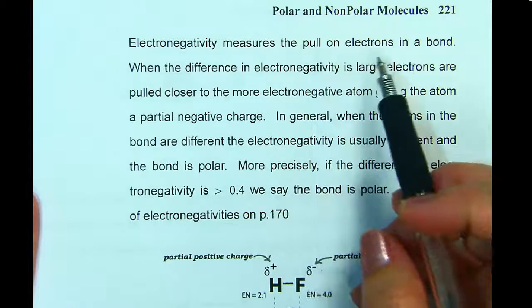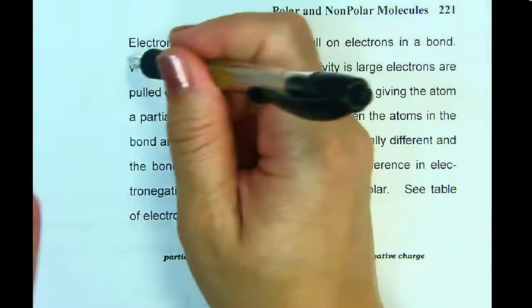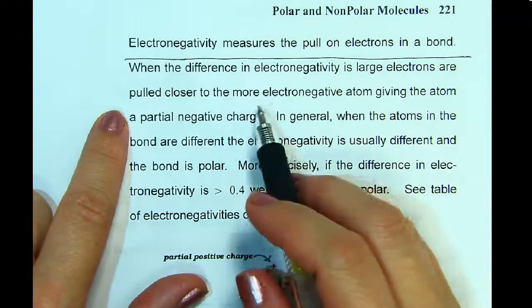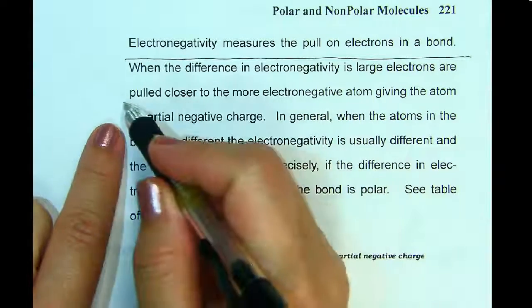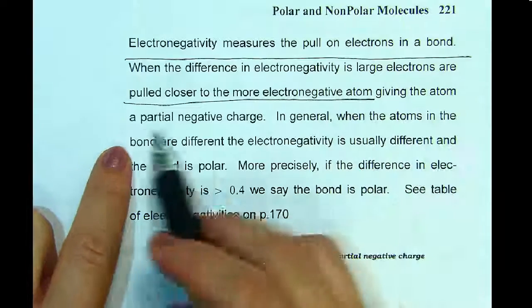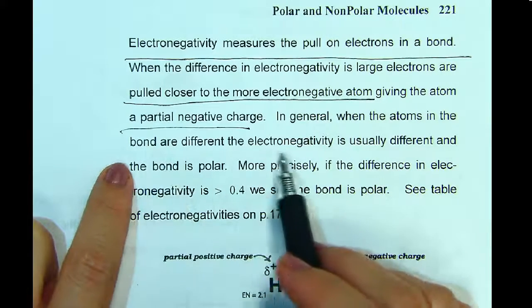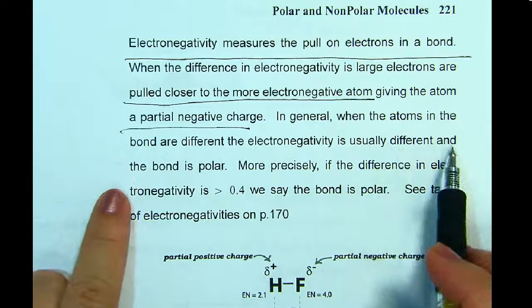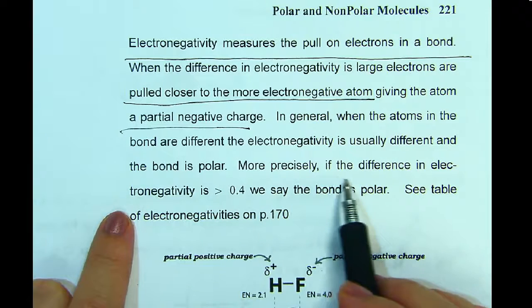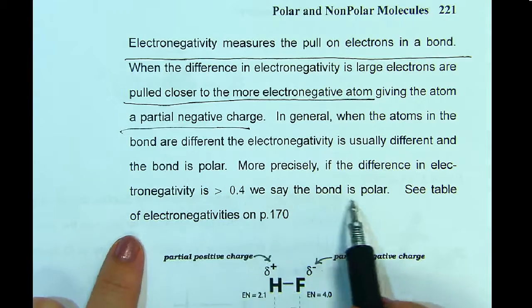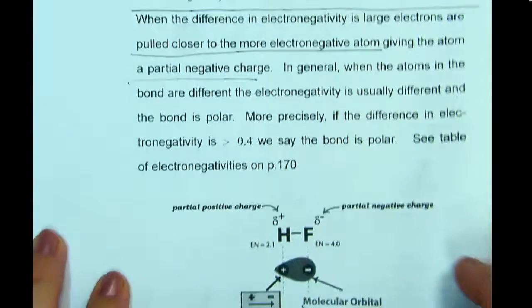Electronegativity measures the pull on electrons in a bond. When the difference in electronegativity is large, electrons are pulled closer to the more electronegative atom, giving the atom a partial negative charge. In general, when the atoms in the bond are different, the electronegativity is usually different and the bond is polar. More precisely, if the difference in electronegativity is greater than 0.4, we say the bond is polar. See the table on page 170.